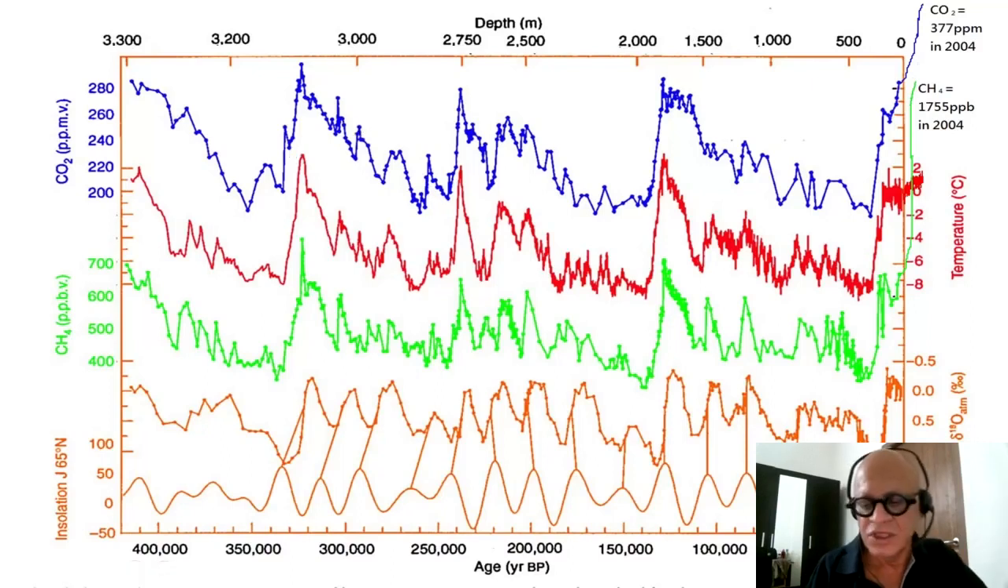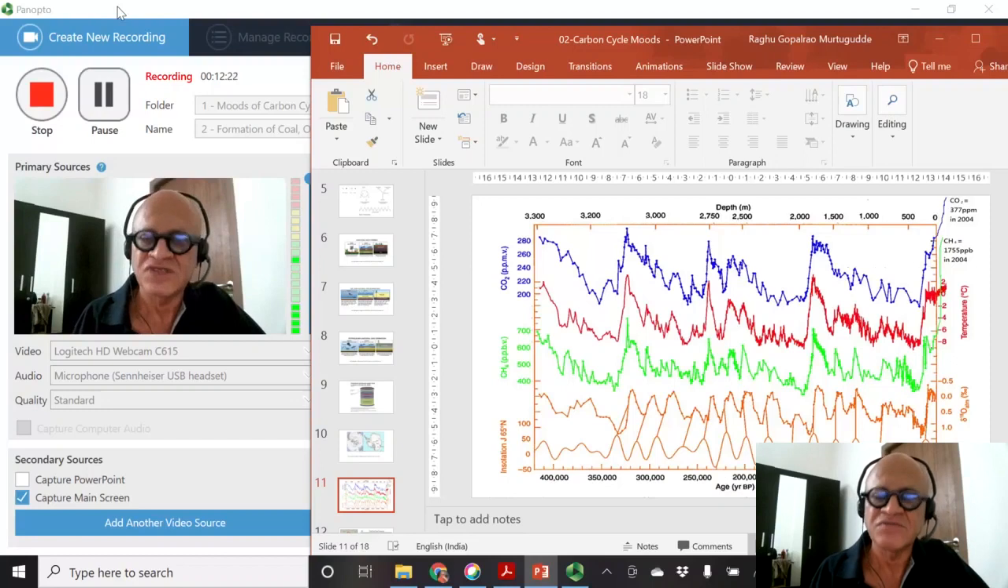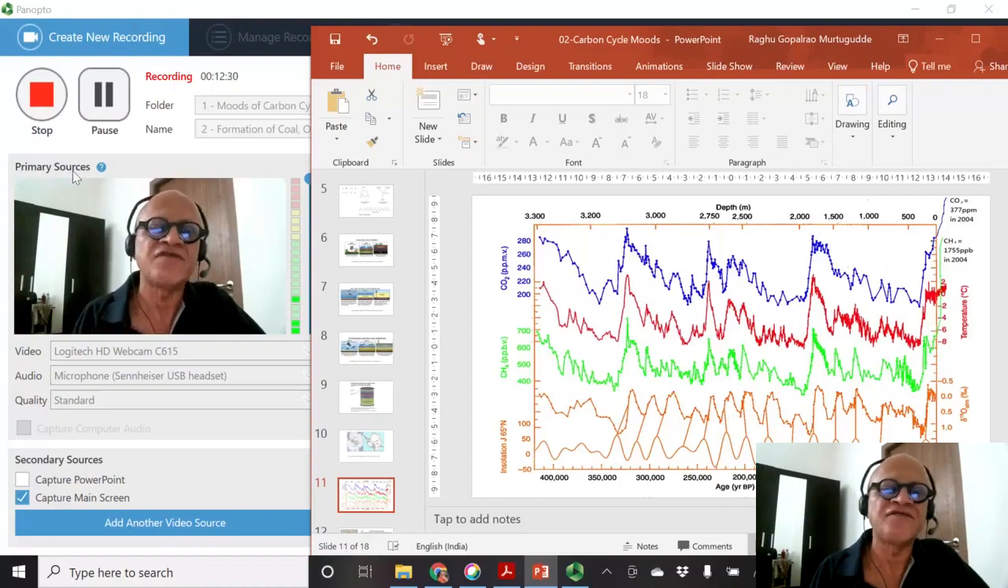Okay, so the book talks about how it's like having a crazy thermostat which does different things at different time scales. But anyway, we will just call this the moods of the carbon cycle, where it can behave differently at different time scales in the Earth system. Okay.